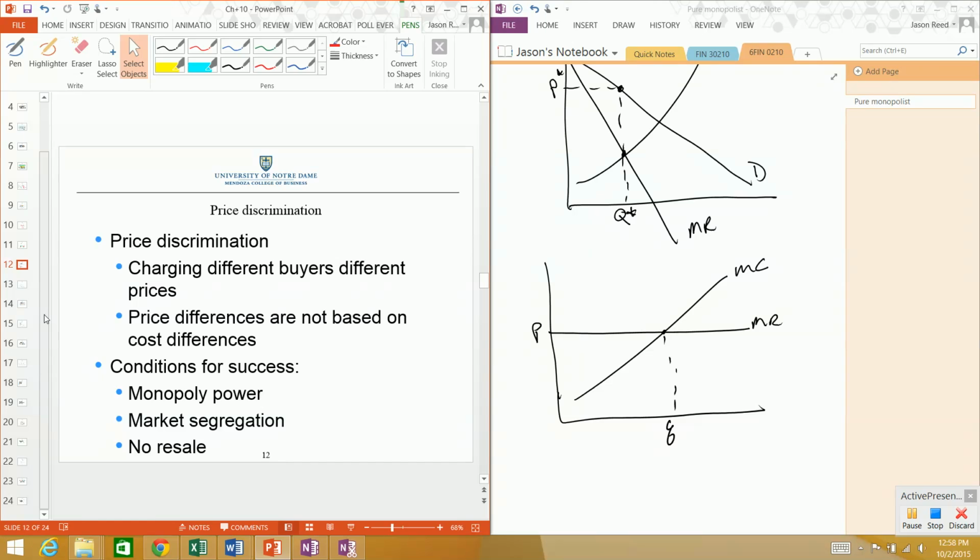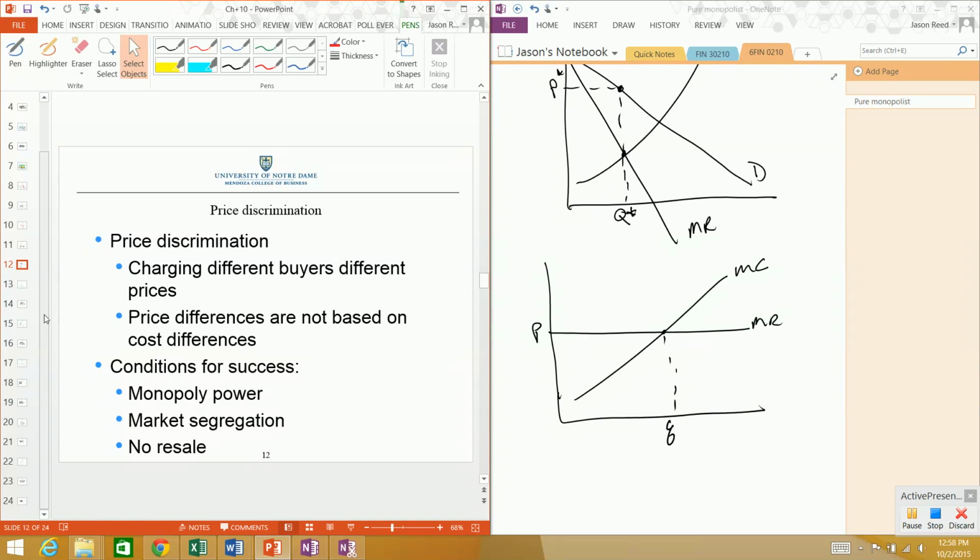You need to be able to identify your different buyers. And not only that, you need to be able to identify and separate them based on their willingness to pay. And that's where it gets a little bit tougher. And thirdly, if you're able to discriminate between markets, you need to make sure that there's no resale. You can't have a lower priced buyer essentially arbitraging the good and selling it at a higher price in the additional market. Otherwise, your price discrimination scheme would essentially break down.